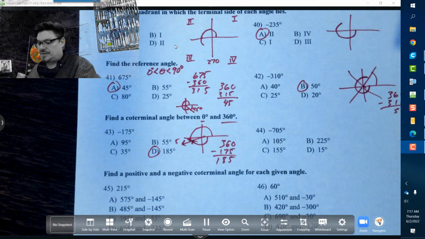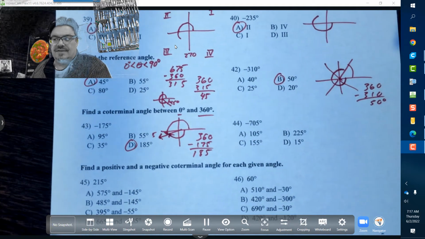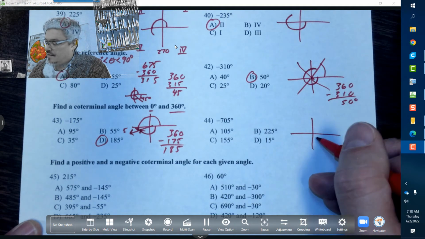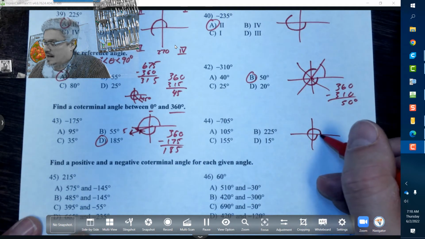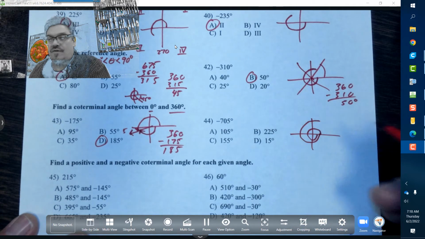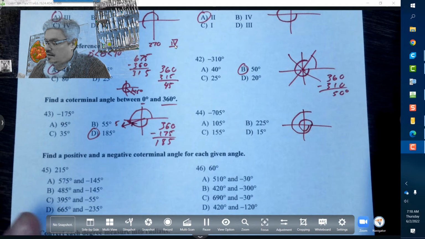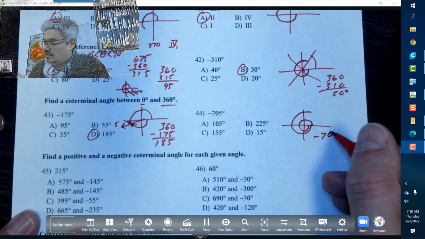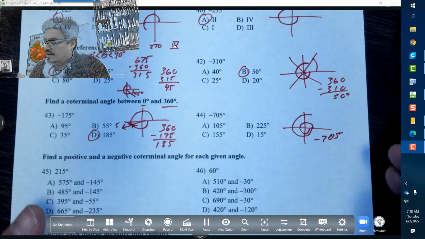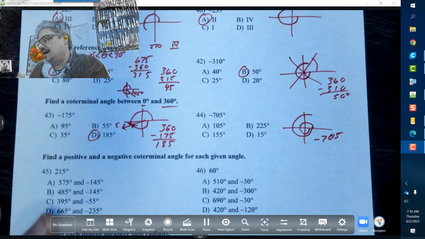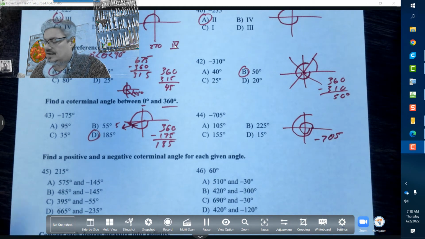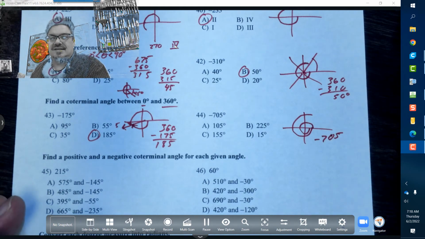Excuse me. All right, negative 705. So negative 705 is negative 1 spin, and not quite 2 spins. It would be somewhere over there. All right, that's okay. We just keep adding 360 until we get to that positive angle. So what we're going to do is subtract the spins. One of the things you can do is basically just keep adding 360 until it's positive.